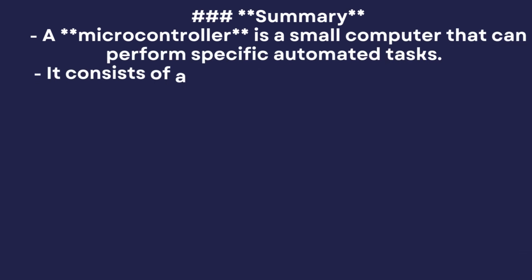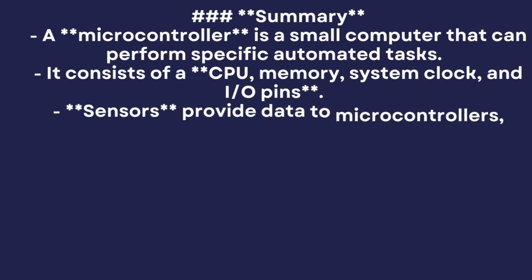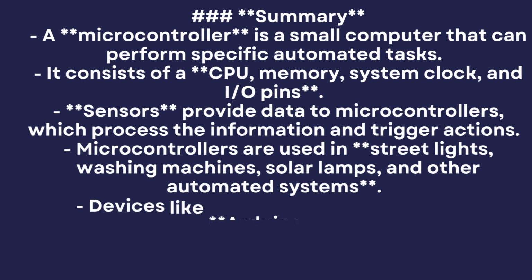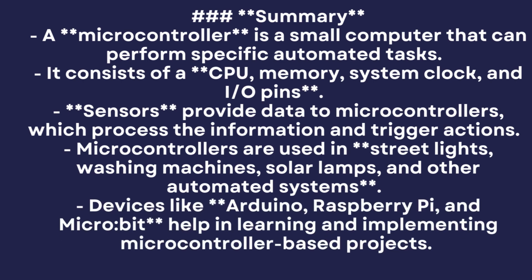Summary: a microcontroller is a small computer that can perform specific automated tasks. It consists of a CPU, memory, system clock, and I/O pins. Sensors provide data to microcontrollers, which process the information and trigger actions. Microcontrollers are used in streetlights, washing machines, solar lamps, and other automated systems. Devices like Arduino, Raspberry Pi, and Micro:bit help in learning and implementing microcontroller-based projects.